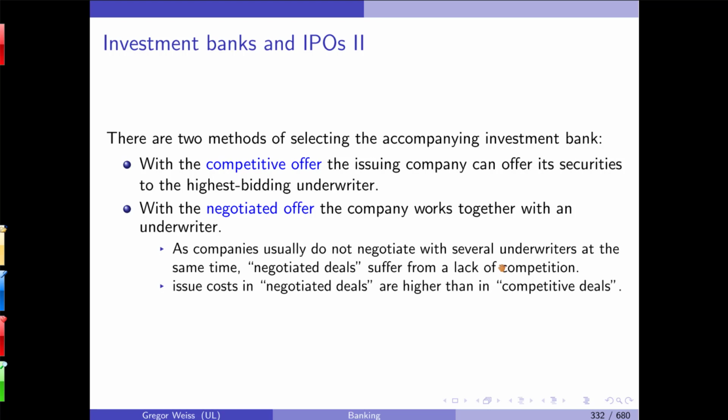Then you will do a negotiated offer where you work with an underwriter. Companies usually do not negotiate with several underwriters at the same time, and negotiated deals suffer from lack of competition. However, the issue costs in negotiated deals are also higher than in competitive deals, but if you're small, you usually don't have any other option than to do a negotiated deal.